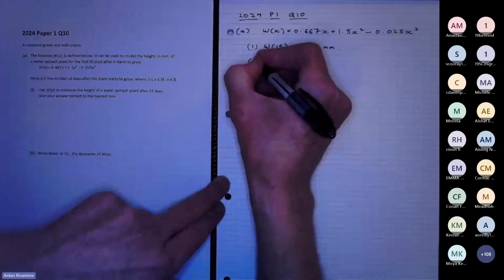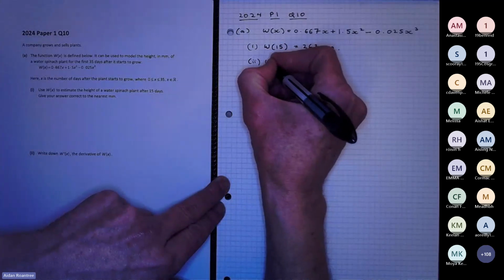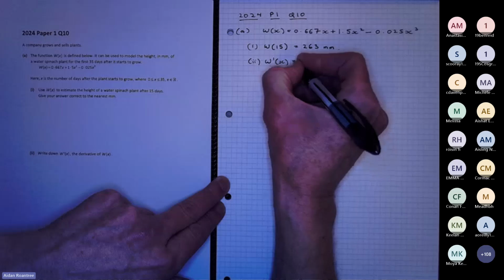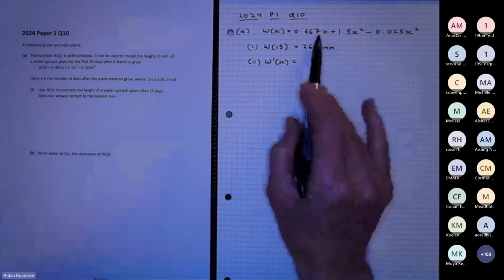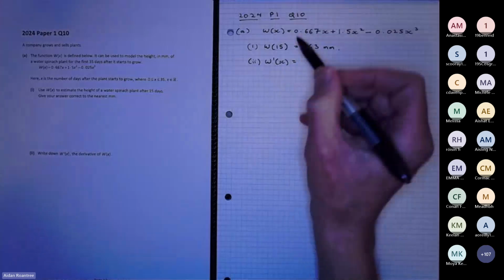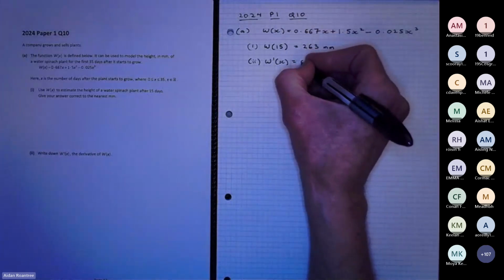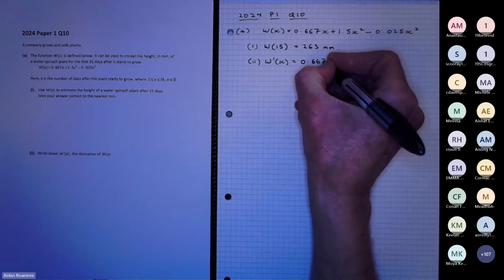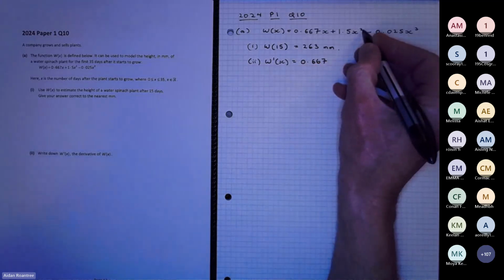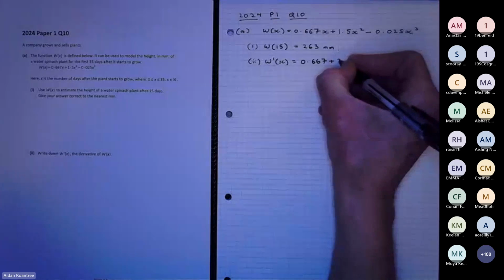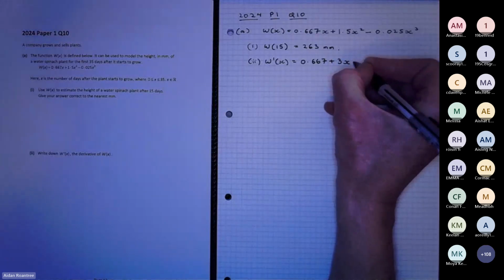The second part of this then asks you to work out W dash of x, which means the derivative. And that just means differentiating this. That's not that difficult because it's only a polynomial. When you differentiate a number of x, you just get the number, so 0.667. Differentiate a number of x squared, bring the 2 down and multiply it by the number. Now, 2 times 1.5 is 3, so you get 3x for that.